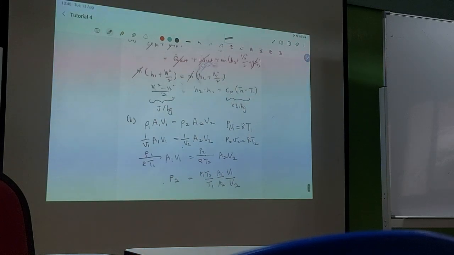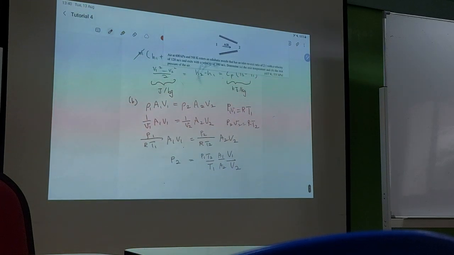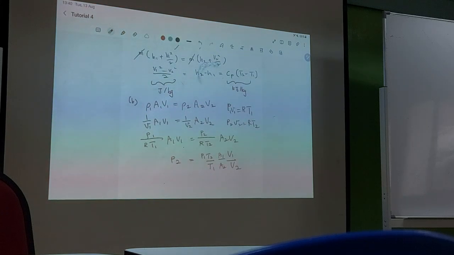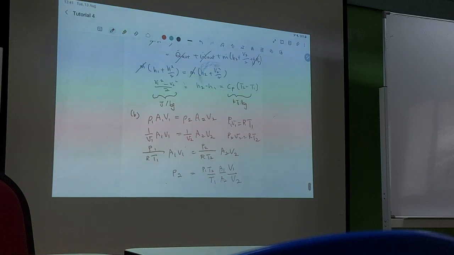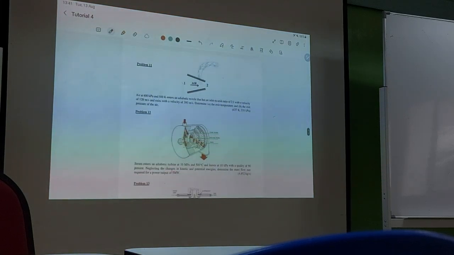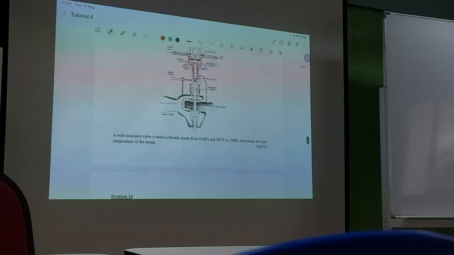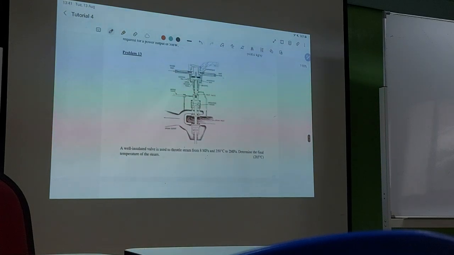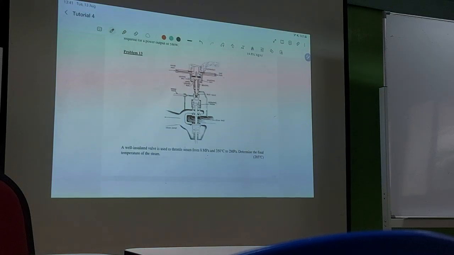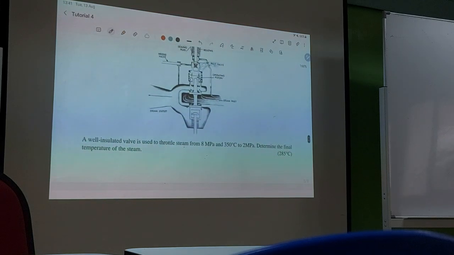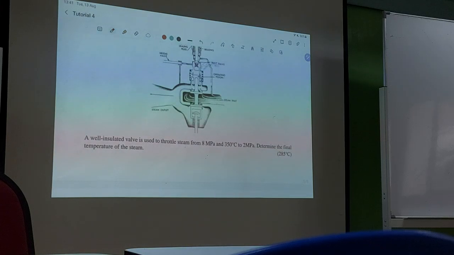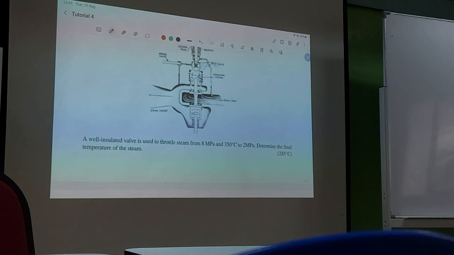We have looked enough at air. Let's go to water. Open system. Now, I will try to discuss two more. One is shorter, but just to show you something. Problem three is actually a very simple question. The diagram here is very complicated because we are showing you what the internal of a valve looks like. But in actual fact, the question that we want is just that. A well-insulated valve is used to throttle steam from 8 megapascal and 350 degrees Celsius to 2 megapascal. Determine the final temperature of the steam.